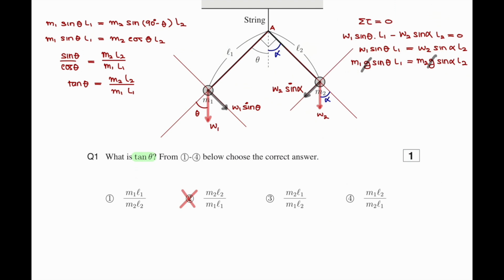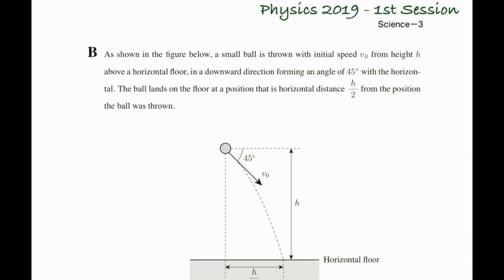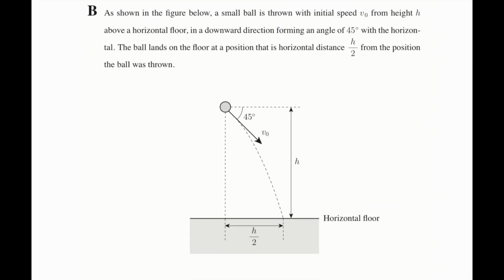Okay, let's proceed to the next question. As shown in the figure below, a small ball is thrown with initial speed V0. We have a small ball here, and this ball is thrown with an initial speed V0 from height h above a horizontal floor in a downward direction, forming an angle of 45 degrees with the horizontal.